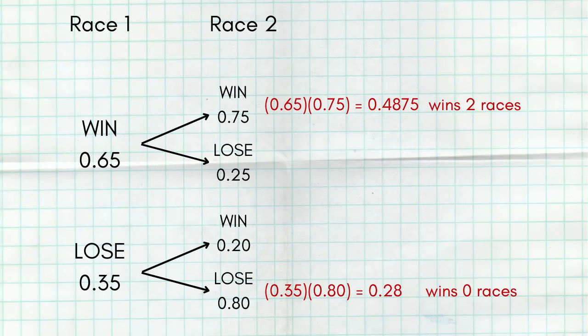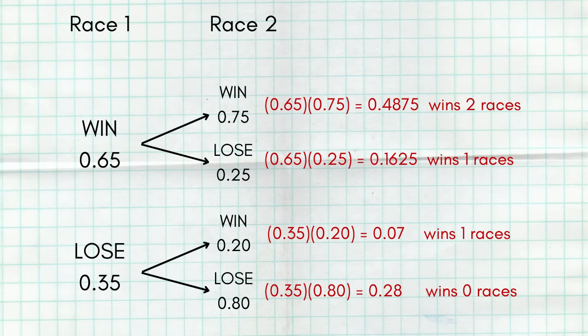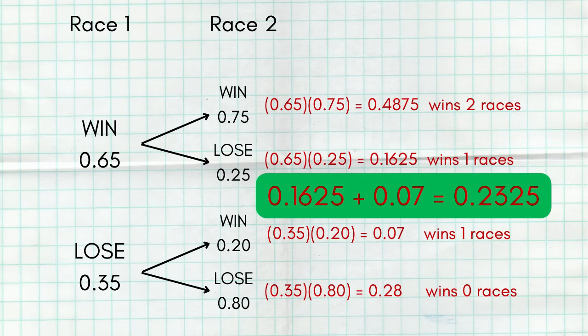Now the other 2 branches are different. Lose the first, win the second, or win the first, lose the second. They are different, which means they can't happen at the same time, but both of them have the same outcome of one win. So to find the probability of one win, we have to calculate each of those branches and add them together. So we have 0.65, win the first, times 0.25, lose the second. Or, so now we're going to add the next option, lose the first, 0.35, times win the second, 0.20. Add those options together and we get a grand total of 0.2325 for the probability that the horse wins one race.